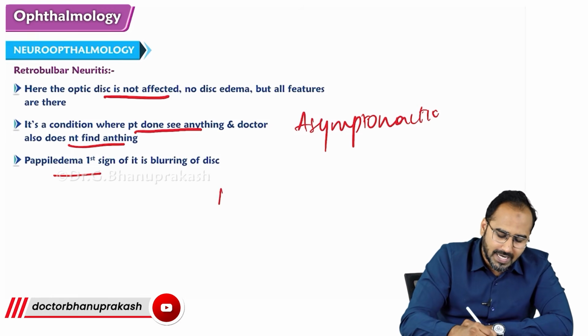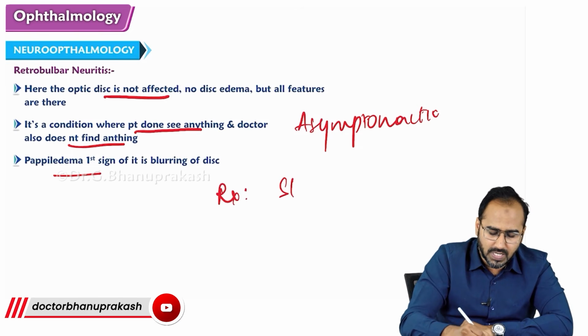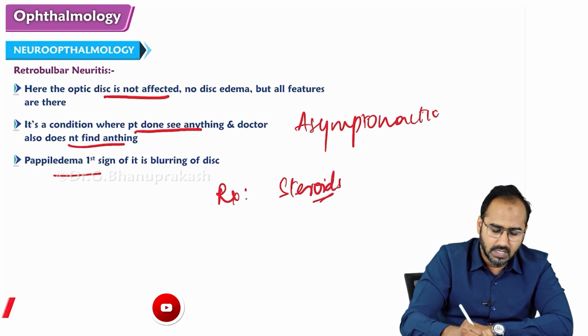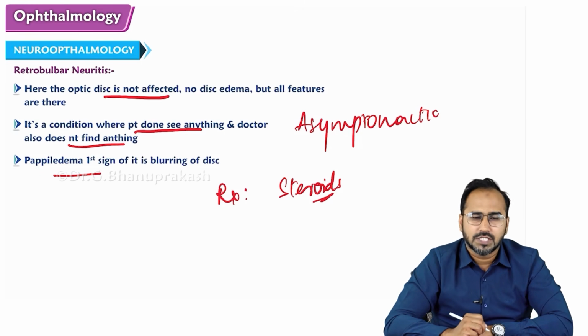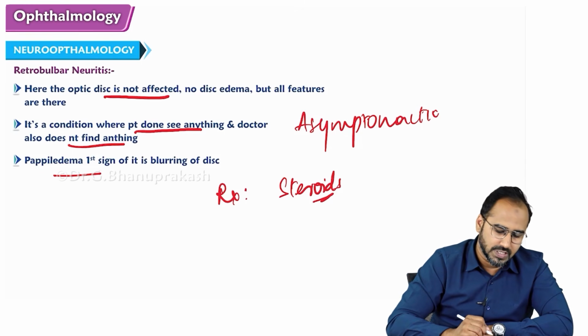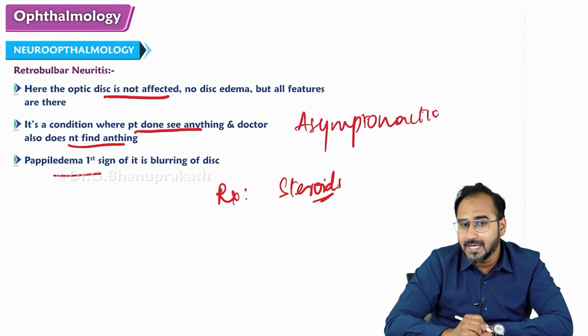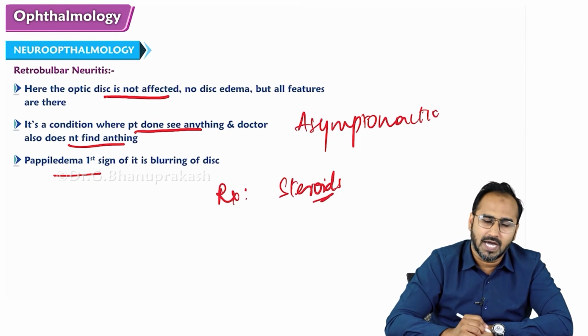So in retrobulbar neuritis also, what is the treatment? You give steroids to the patient. A person who is suffering with retrobulbar neuritis, you give steroids to this person. This is regarding optic neuritis and retrobulbar neuritis.